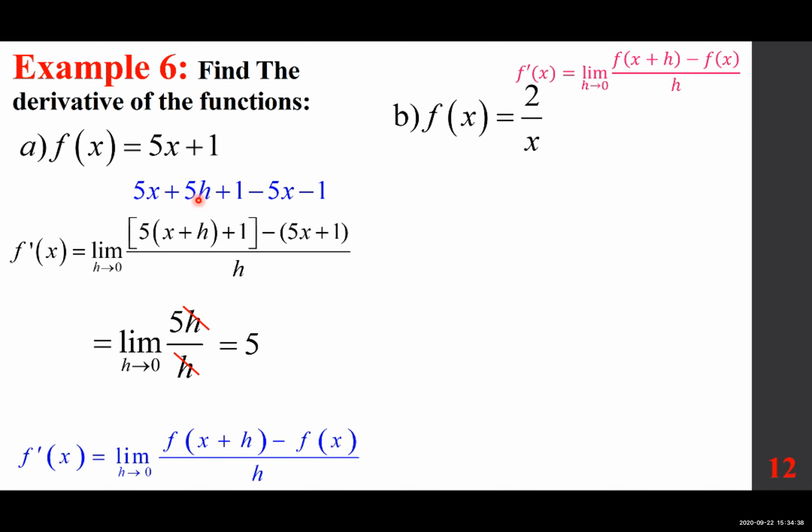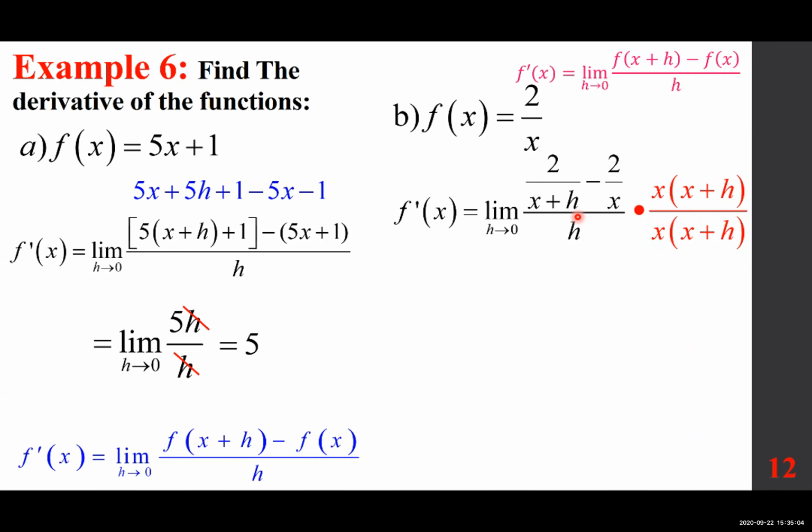part B, again, put it into the formula. f prime of x is the limit as h approaches 0 of f of x plus h minus f of x over h. What is f of x plus h? 2 over x plus h. A complex fraction. How do we deal with a complex fraction? We multiply by the LCD, which is x times x plus h. I hope you're comfortable with algebra, class.